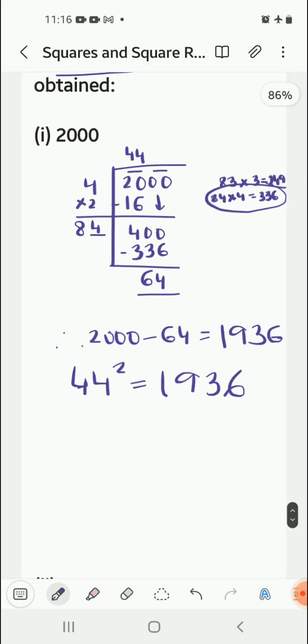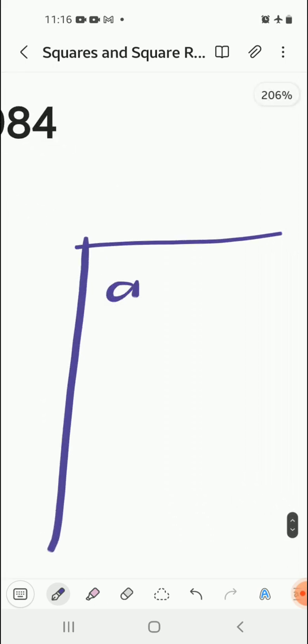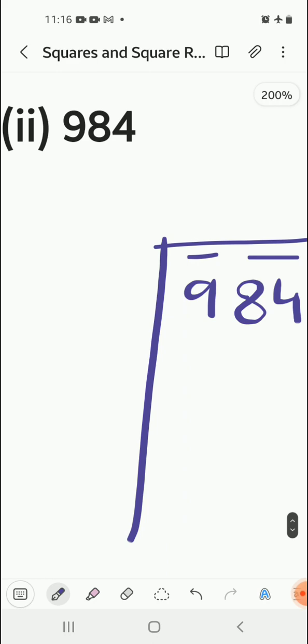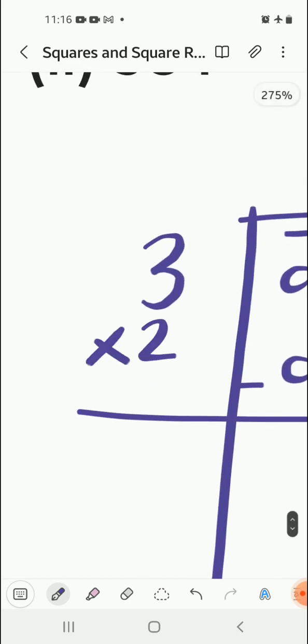We're going to solve a similar sum. We have the number 984. Here we will follow the same steps. Start making pairs from the right and move towards the left. So we have the first pair and the second one. The first number is 9, and it gets subtracted completely. The next pair, 84, moves down. Similarly, 3 into 2 becomes 6.